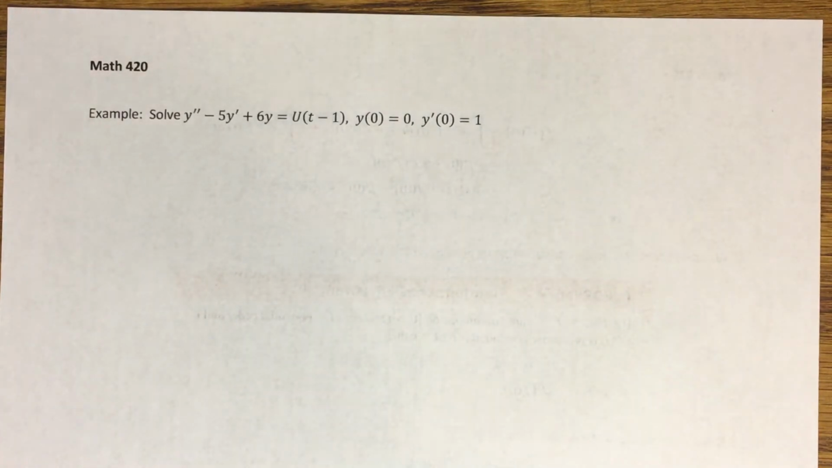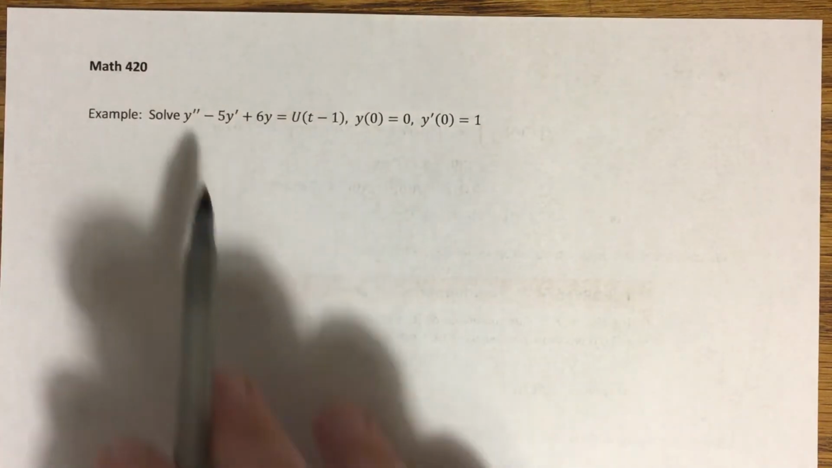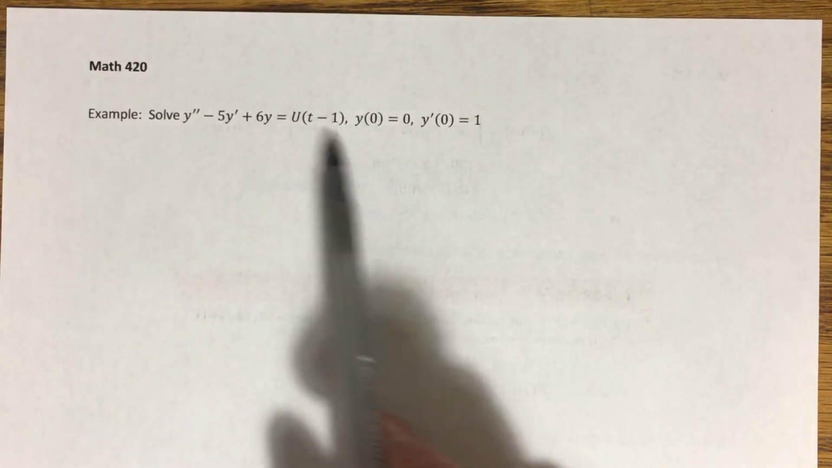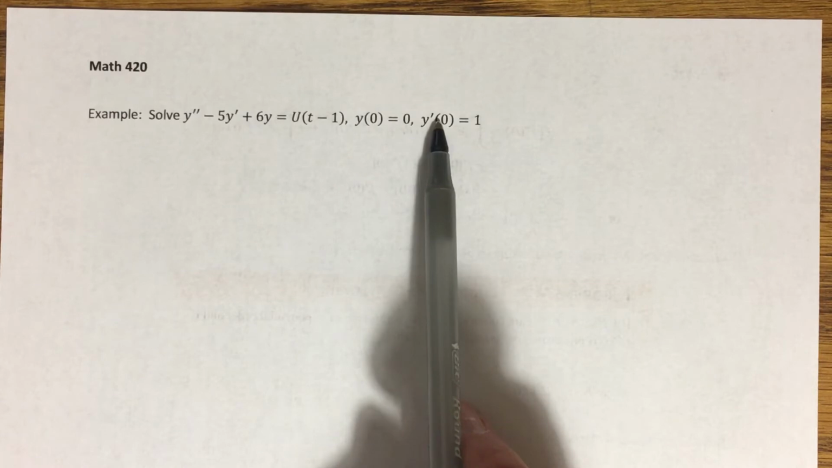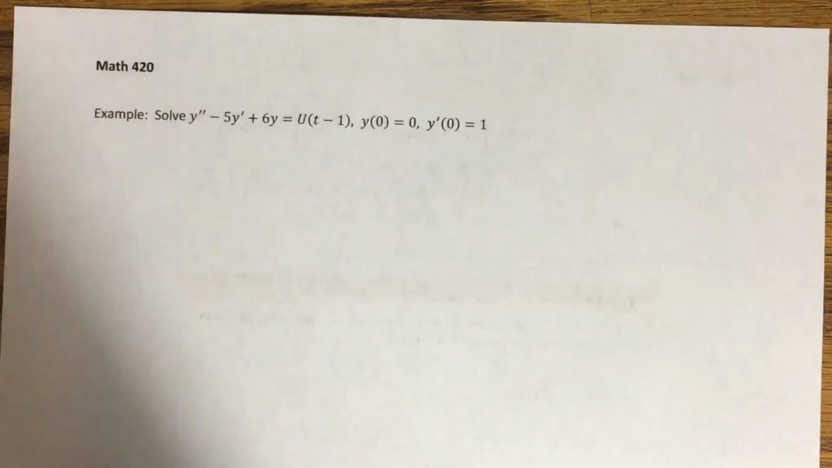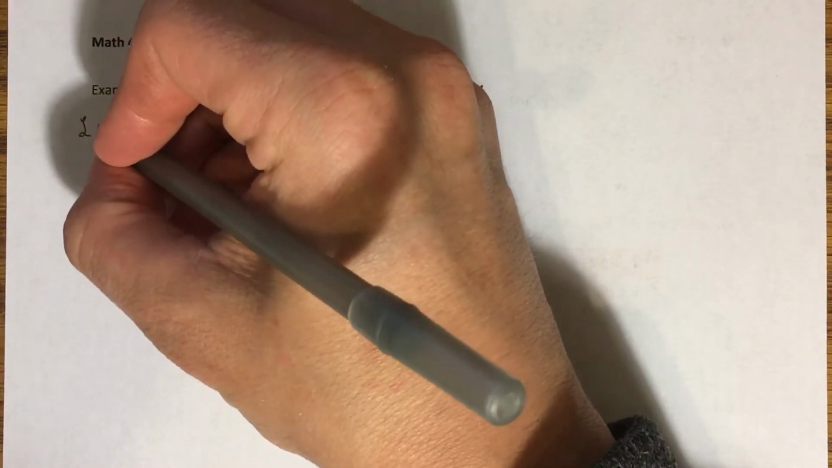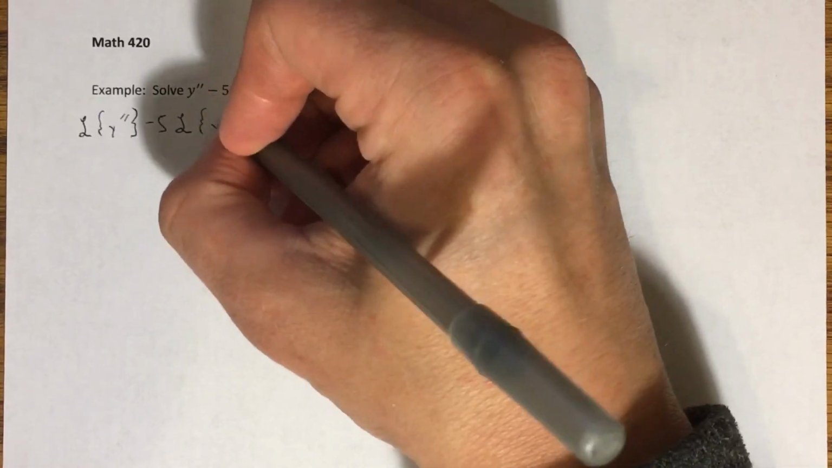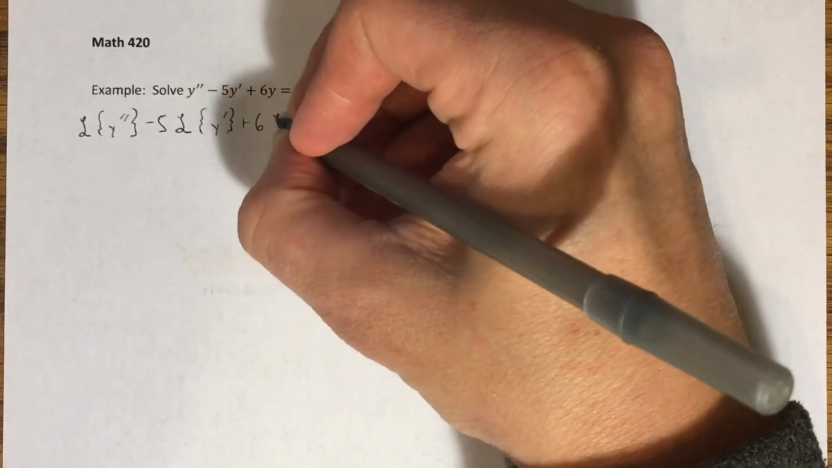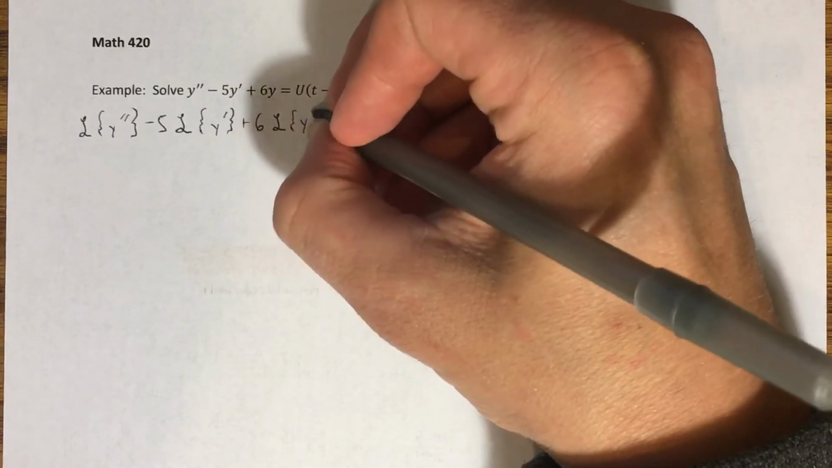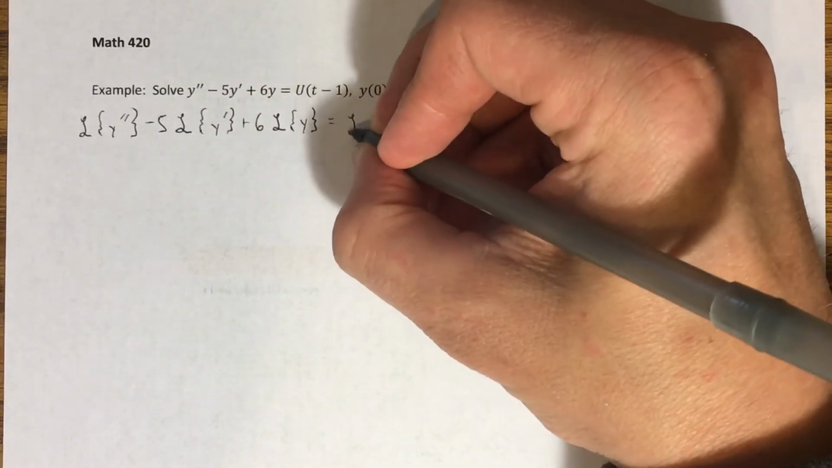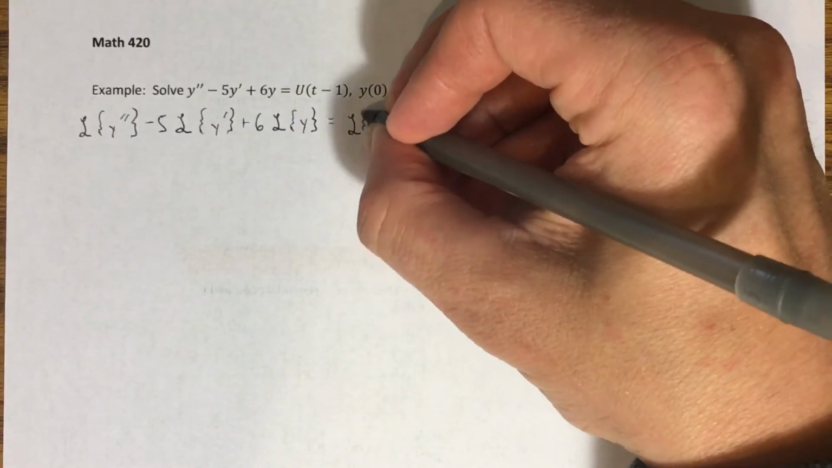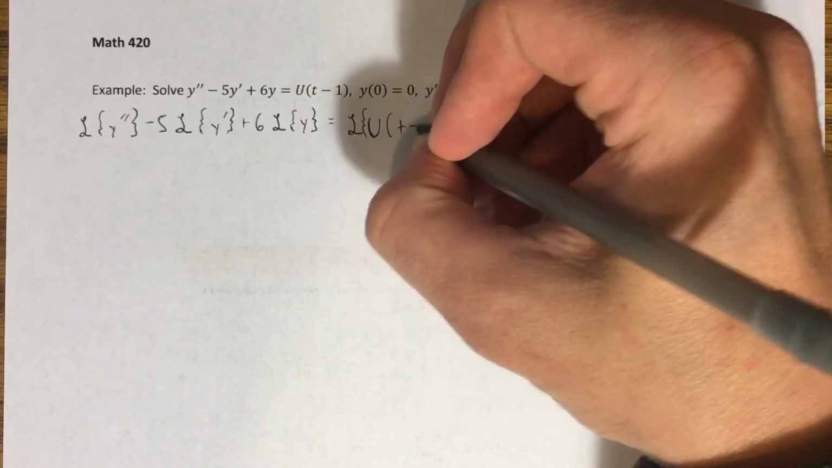Second order DE in this case. Now I'm doing the same thing, taking the Laplace transform of both sides of this guy. Because it's a second order DE, I have two initial conditions here, y of 0 equals 0, y prime of 0 equals 1. Let's take that Laplace transform though. So I'm going to get transform of y double prime minus 5 times my transform of y prime plus 6 times my transform of y equals my Laplace transform of u of t minus 1.